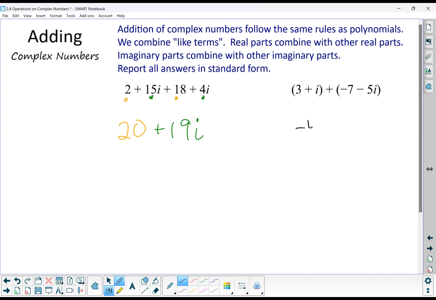So our real part would be -4. That comes from those two. And then the imaginary part, we've got 1i and -5i that we want to add together. So that would be -4i. So -4 minus 4i. And those two parts can't combine because one of them is the real part and one of them is the imaginary part.